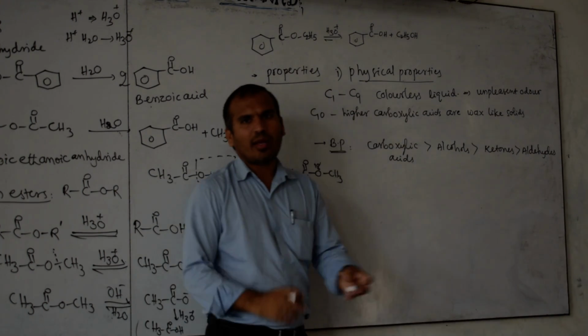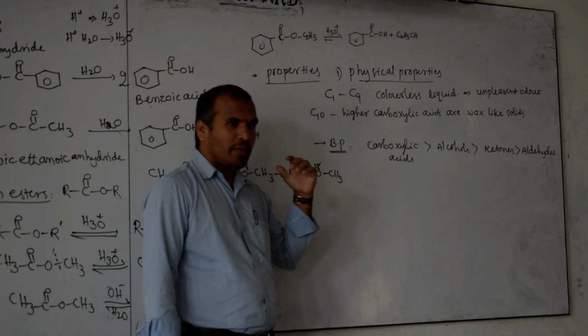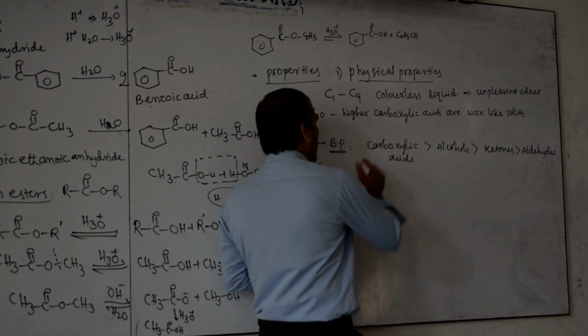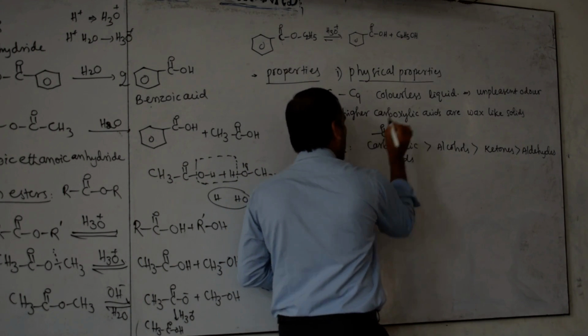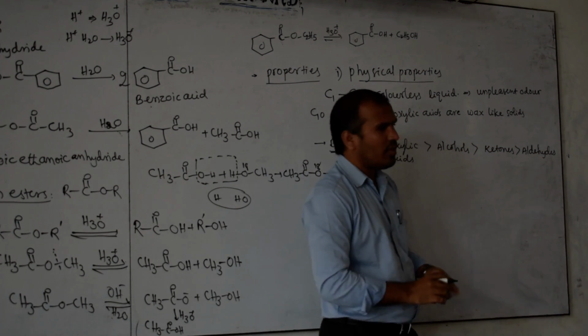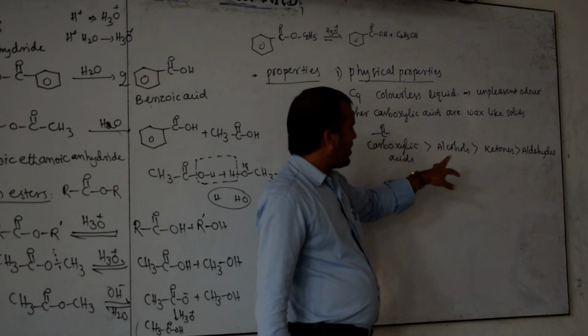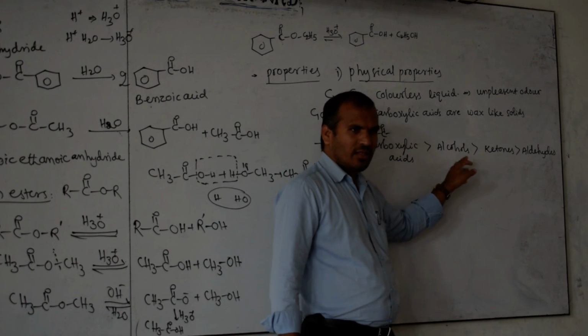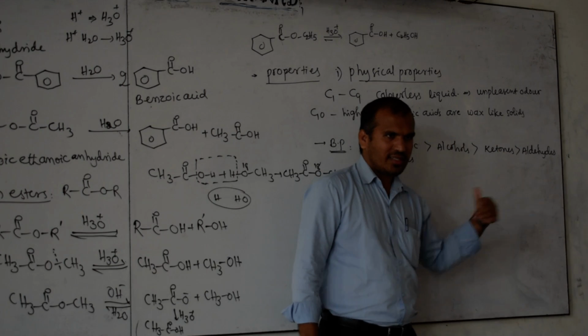Remaining. Why am I using this one? All are having the carbonyl compound. It means the C double bond O group is present here, here also, and here also. But this one has OH, and this one also has OH. That is the purpose for which I discussed these compounds here.